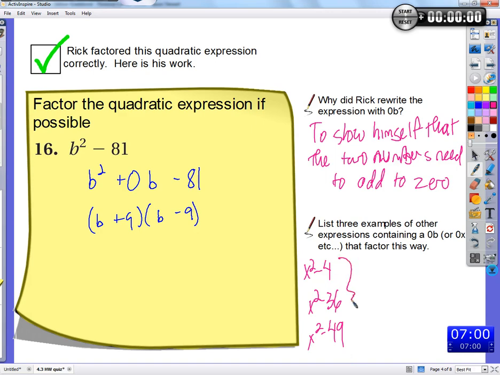So all of these are called a difference of. Okay. Why a difference of? Where does that come from? We're naming this pattern. Why is it called a difference?